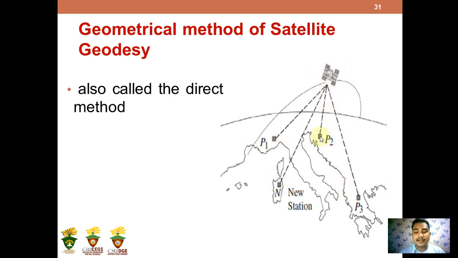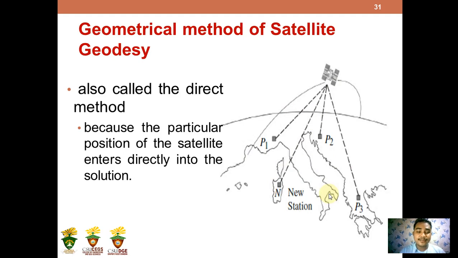For example, points 1, 2, 3 are the known points of the earth, and out from that information of points 1, 2, and 3, it can get the information of the new station, which is what you want to establish. So that's what we call direct information. Just one satellite. From the satellite, it gives data on the points to determine the other or the new station. Because the particular position of the satellite enters directly into the solution, it is called the direct method.